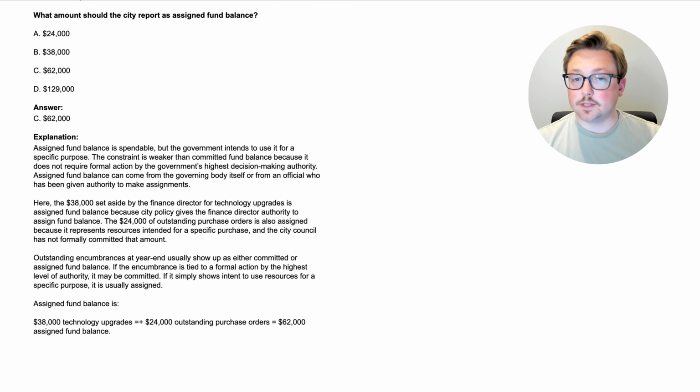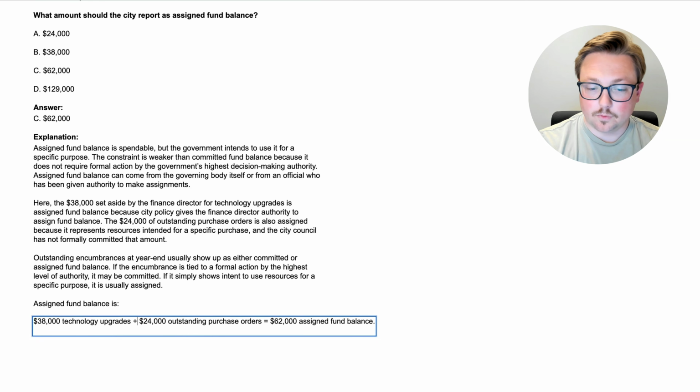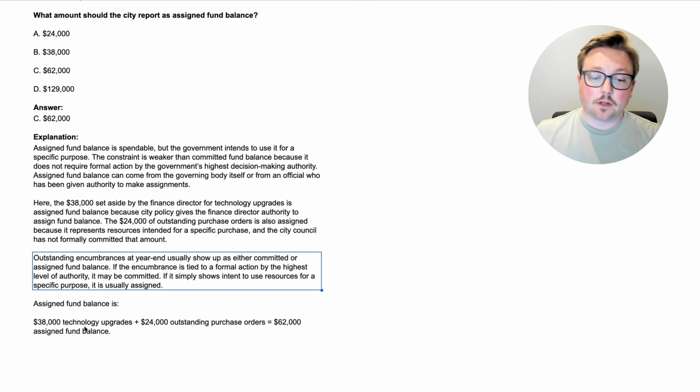So the assigned fund balance is the $38,000 of technology upgrades plus, I don't know how that plus sign ended up there. That's all right. Or that equals sign, excuse me. $38,000 technology upgrades plus $24,000 of outstanding purchase orders equals $62,000 of assigned fund balance. Okay, so we learned the 4th piece so far.